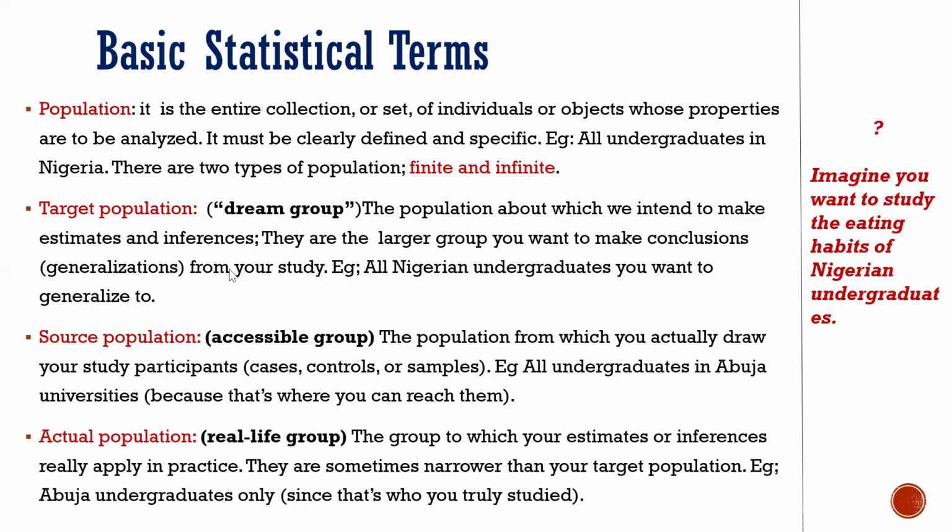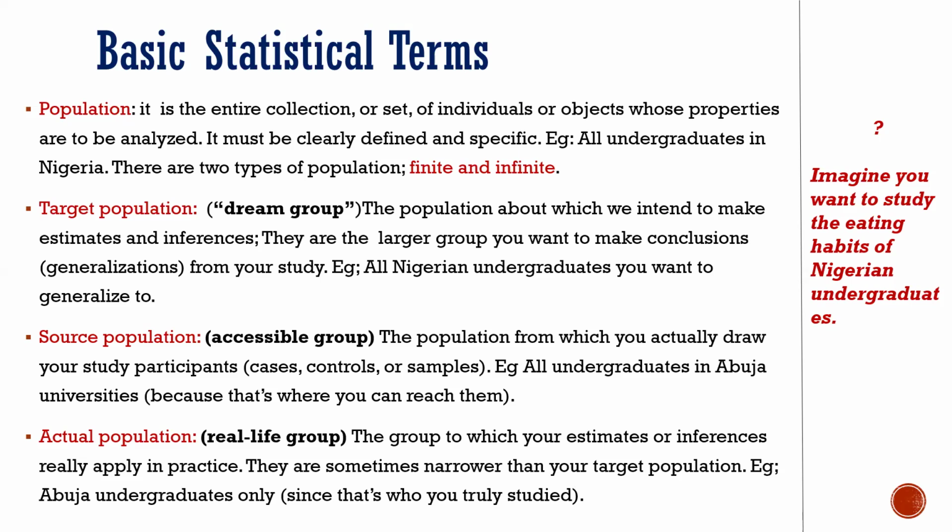From the study we developed here on the right-hand side of this slide, you could see that we are studying the eating habits of Nigerian undergraduates. So our target population for this study is all Nigerian undergraduates that we want to generalize to. It can be all undergraduates in Nigeria, across each of the 36 states. They are our target population because we want to know their eating habits. We want to know how they actually eat. Do they eat normally? Do they eat very well?